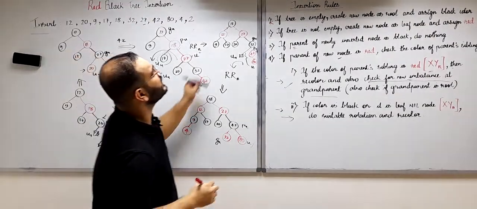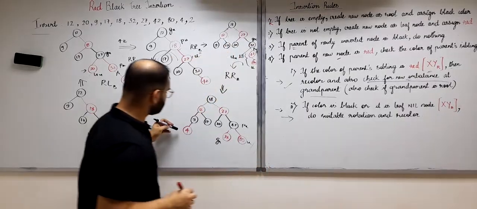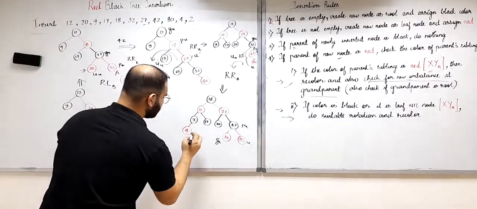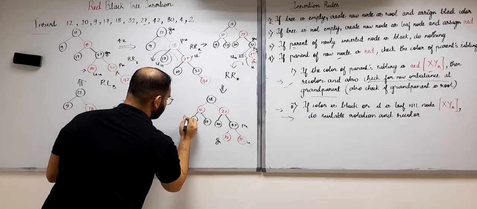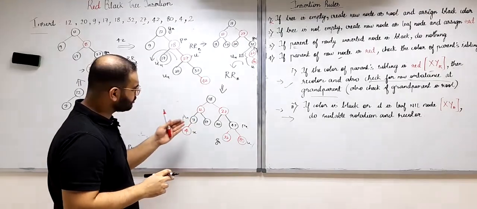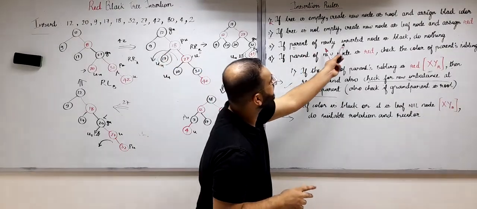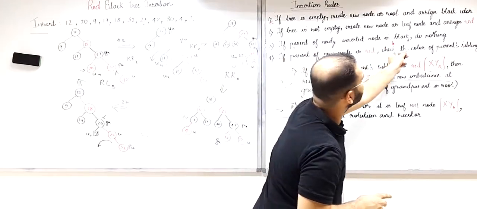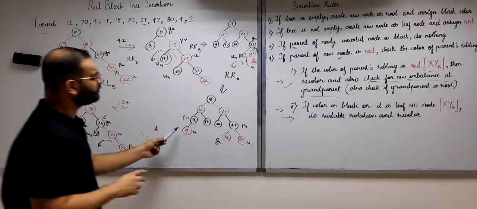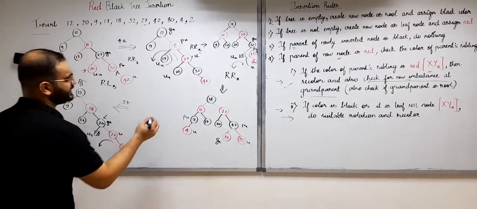Now if we look at the insertion rules, the parent of 4 is black. So it is 9, and 9 is assigned black color. So if the parent of the newly inserted node is black, do nothing. So now the 4 is successfully inserted, we don't have to do anything else.